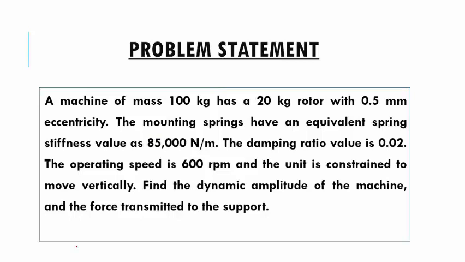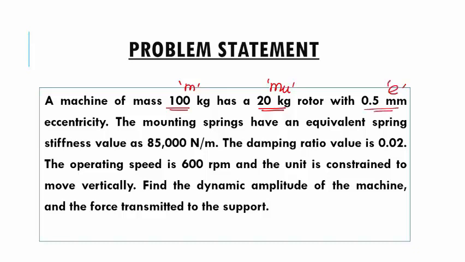A machine of mass 100 kg has a 20 kg rotor with 0.5 millimeter eccentricity. There are two mass values given in the problem. The first mass value corresponds to the mass of the entire machine, so it can be denoted as m, and the second mass corresponds to the mass of the rotating component present in the system. Since this data is given, we can consider this as the unbalanced mass of the rotating component, mu, which is located at 0.5 millimeter eccentricity.